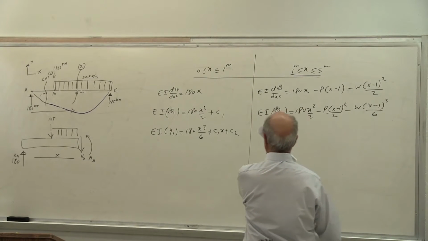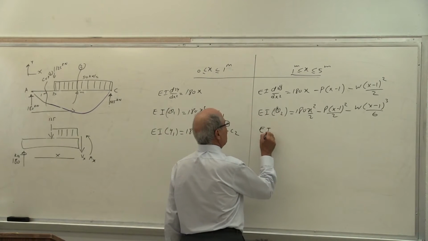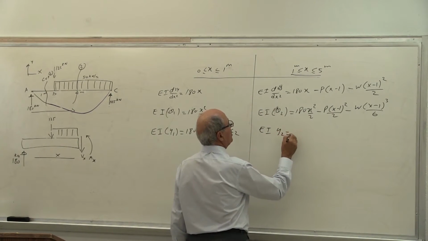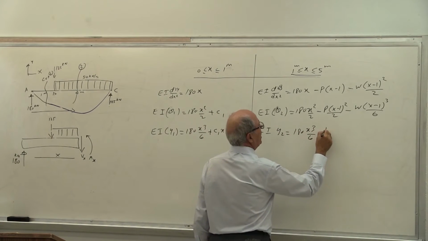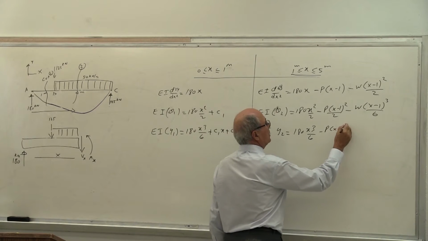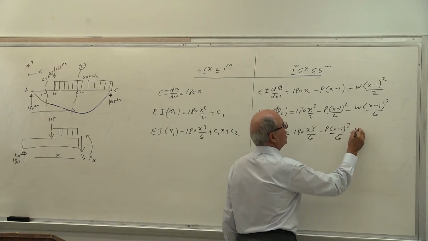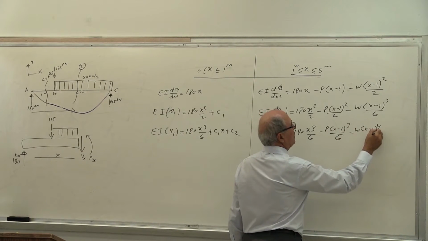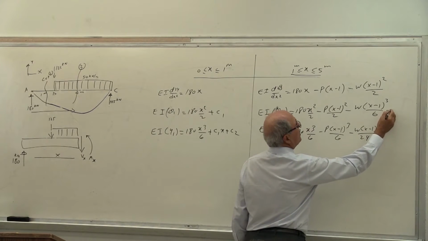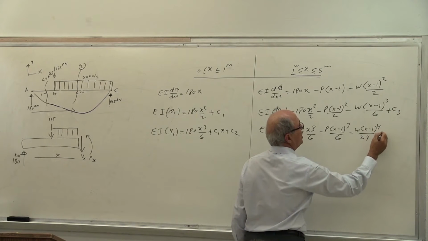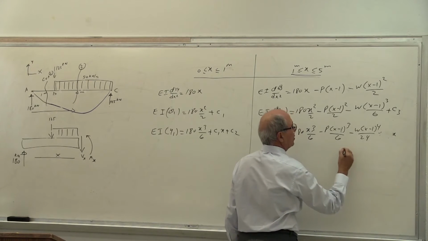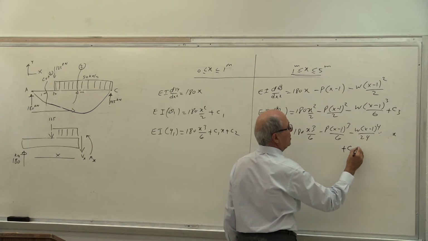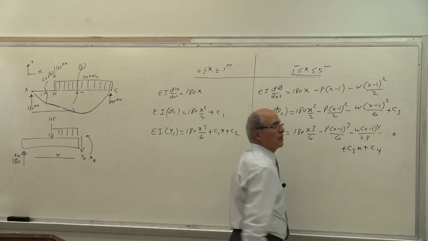Then the next one is EI y2 equals 180x³ over 6 minus p(x − 1)³ over 6 minus w(x − 1)⁴ over 24. Oh, this one has plus C3, and this one has C3x. You cannot see it from that corner. I'll put it here: plus C3x plus C4.